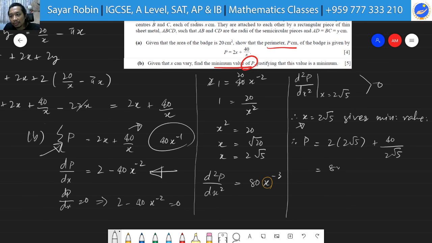8 root 5, or you may leave your answer in 3 significant figures, because the problem didn't say exactly how you have to give your answer. Therefore, this is the final answer. You might change it into 3 significant figures, 17.9.